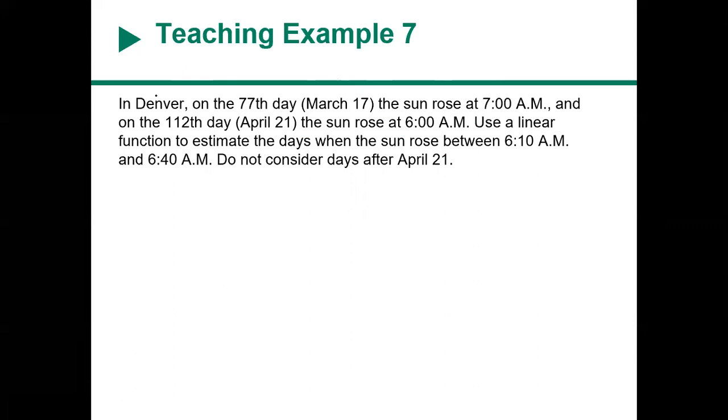Okay, so we're going to first start off by making our table of our data, what was given to us. So from this information, we are given our independent and our dependent variables. Our independent variable is the days. Our dependent variable is the time the sun rises. Does that make sense? So on the 77th day, the sun rose at 7. On the 112th day, the sun rose at 6.